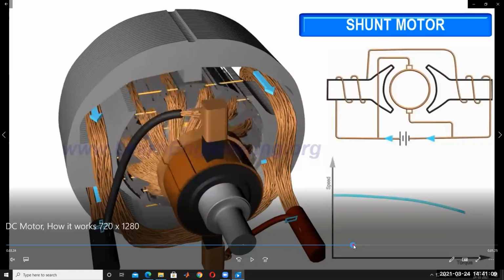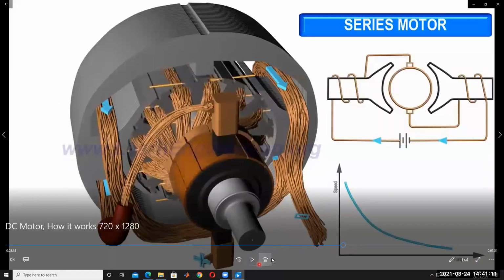For a series motor, at the time of starting, the speed is very high. When torque is equal to 0, speed is very high. That's why under no load condition, a series motor cannot be operated, because it goes to a very dangerous speed. You can easily understand this by using some derivations. I will explain later.